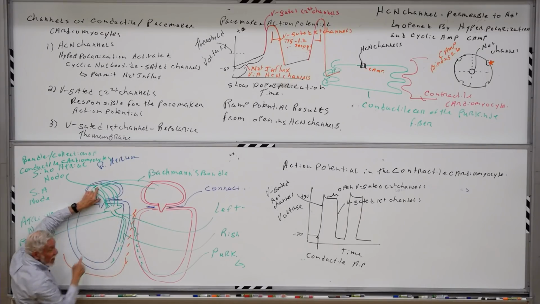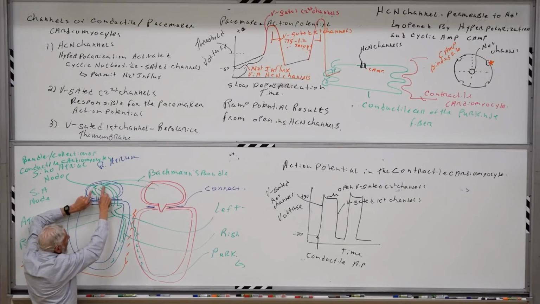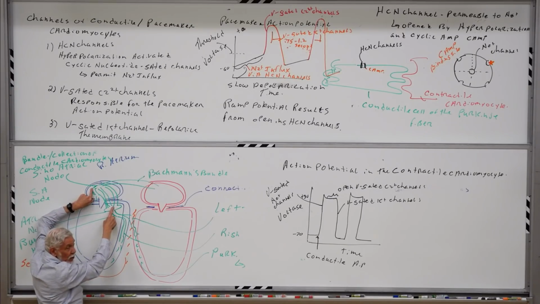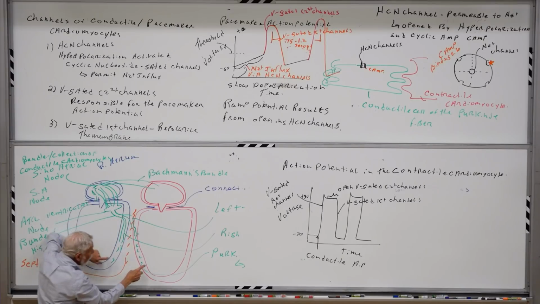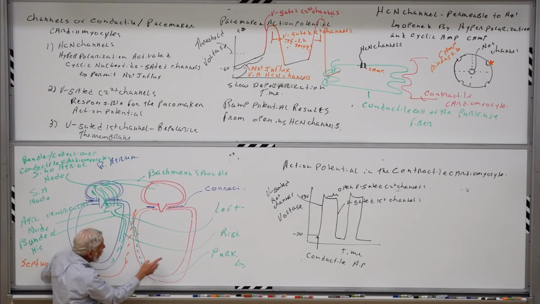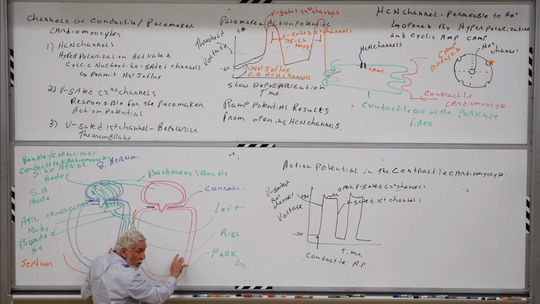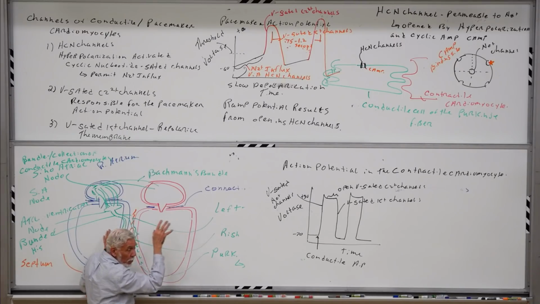And in fact, in some cases, the SA node in some of us doesn't work as well as it should, and so then the AV node takes over. That's called atrial fibrillation. It's kind of dangerous. It's not nearly as dangerous as if we get fibrillation in the ventricles. And I want to finish this one story. The ventricular fibrillation is really dangerous because once these cardiomyocytes begin to quiver, they no longer can pump blood.